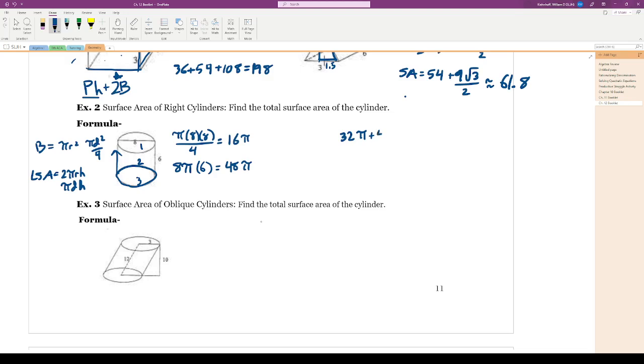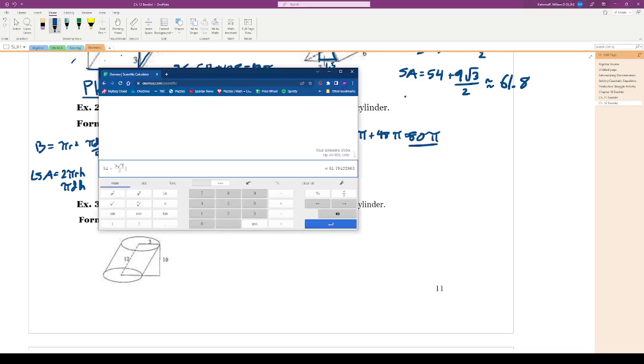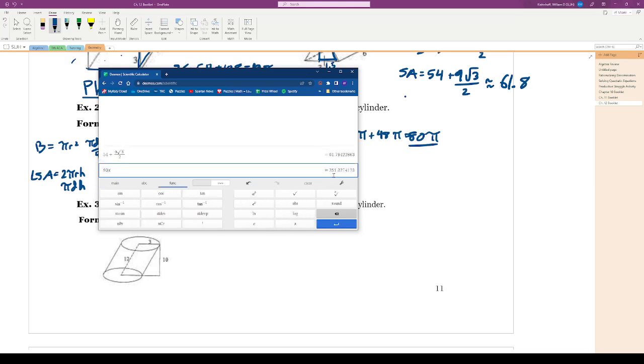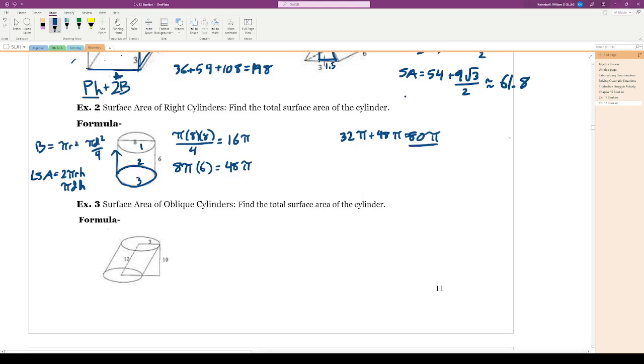So we have 16 pi plus 32 pi plus 48 pi, and in total that gives us 80 pi. And that is a precise answer. If we wanted to approximate it, we could put that in the calculator and do 80 times pi, and we get about 251.3. Again, we don't have any units, so we don't worry about that.